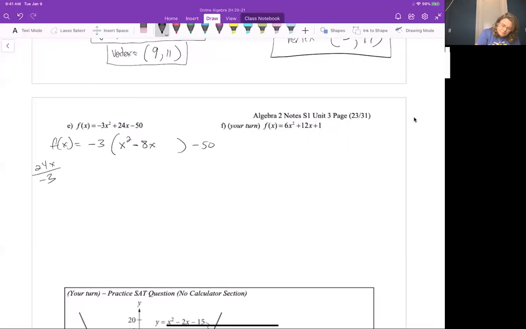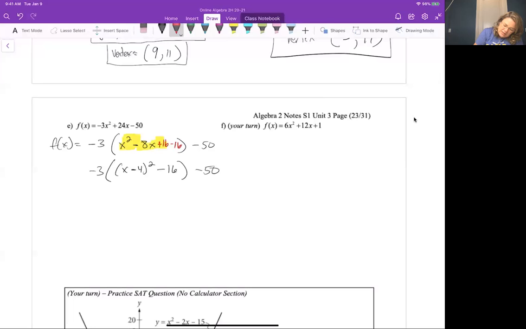Okay. So I take my b value, which is -8, divide it by 2, which is -4, square it, positive 16. So I'm going to add 16 and subtract 16 within the parentheses. That creates a perfect square. I will then factor my perfect square, and I will get x minus 4 squared. What was b divided by 2? It was -4. I need that squared. I still have my -16, and then I have -50.